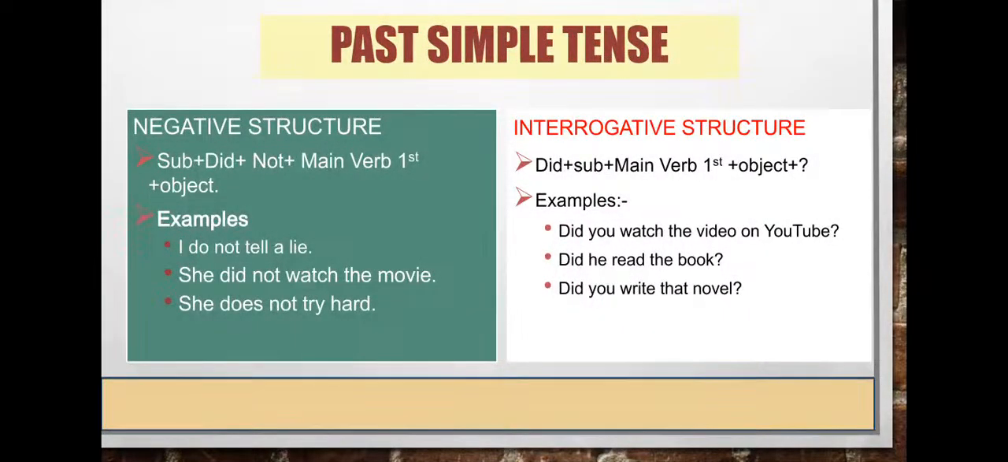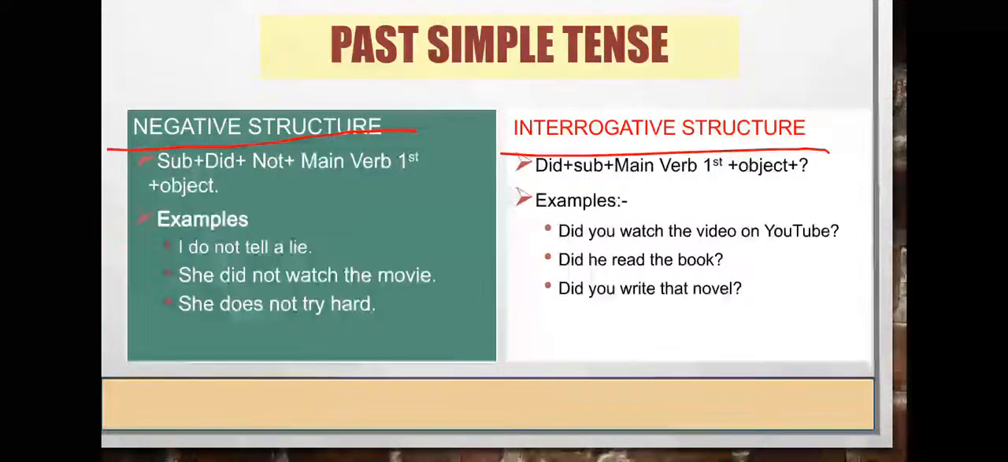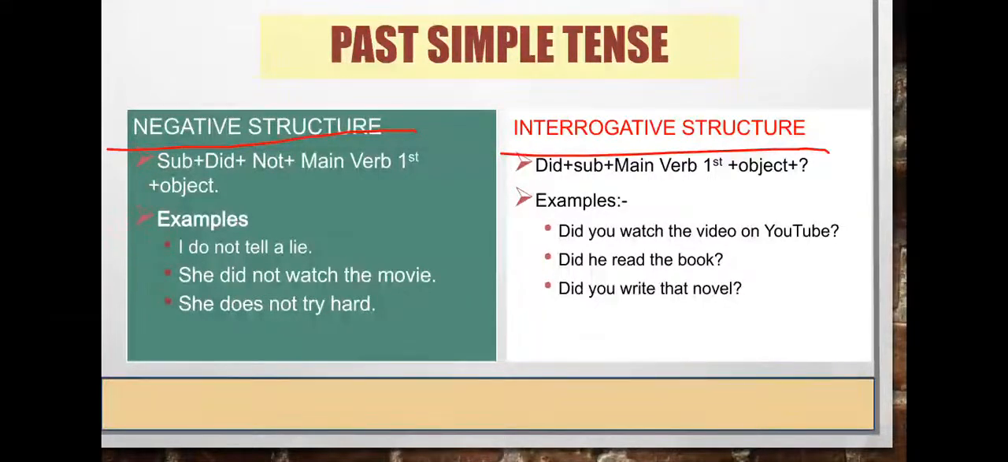Ladies and gentlemen, now let's come to the negative structure and interrogative structure. We're just adding some things right here. In negative, we're adding the negativity, meaning not. And to add not in tenses, we also require some kind of helping verb to support. So in negative, we have did for past tenses, past simple actually.